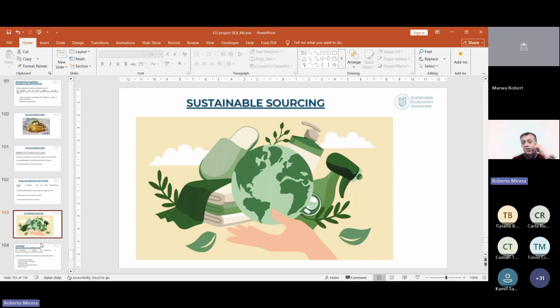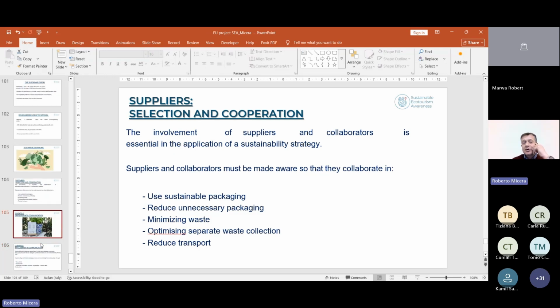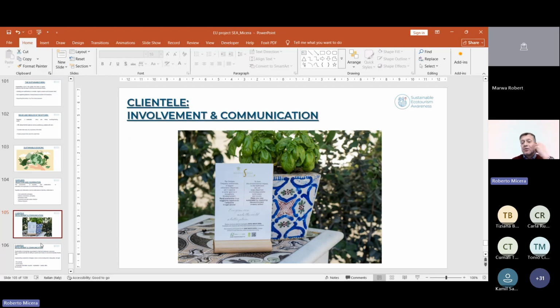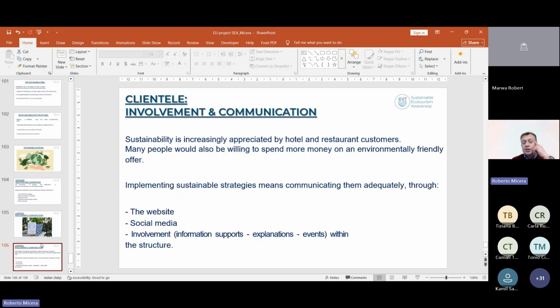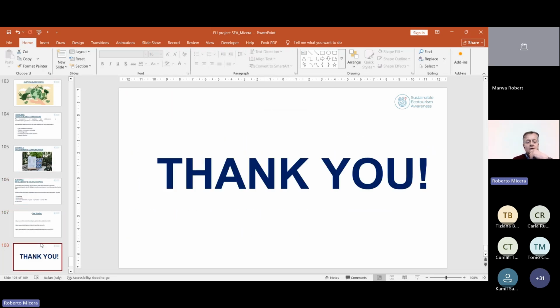Use sustainable sourcing, and guarantee also cooperation and involvement in the communication. Use social media and the website, but also the involvement of social media and of other structures, and so on.